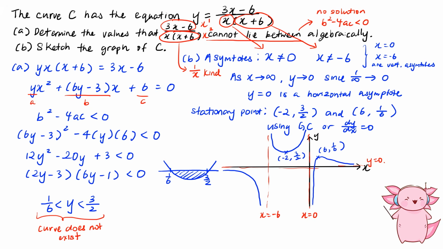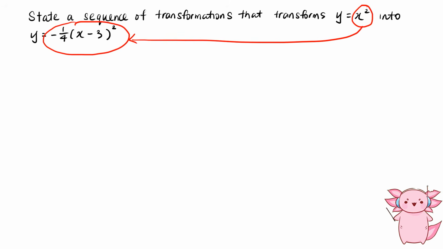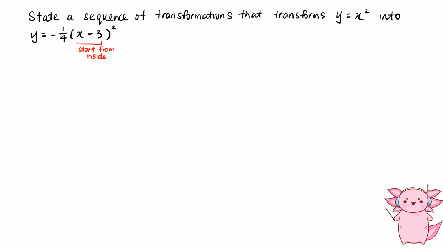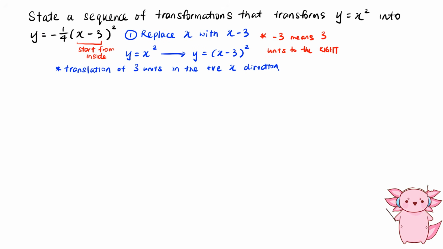For a question like this where they ask you to transform one graph into another, we always try to replace either x or y with something, and then we start from the inside. So let's start with replacing x with x minus 3. And remember that it's kind of in reverse, so it's a translation of 3 units to the right.